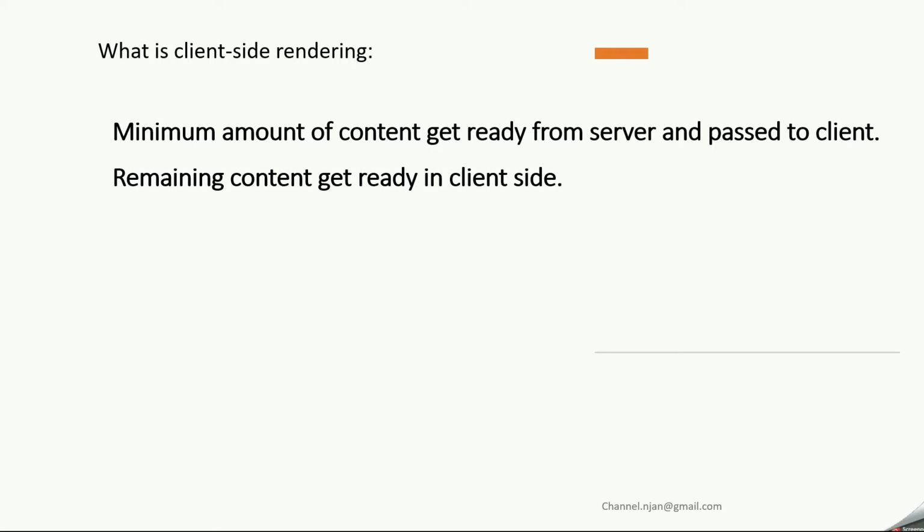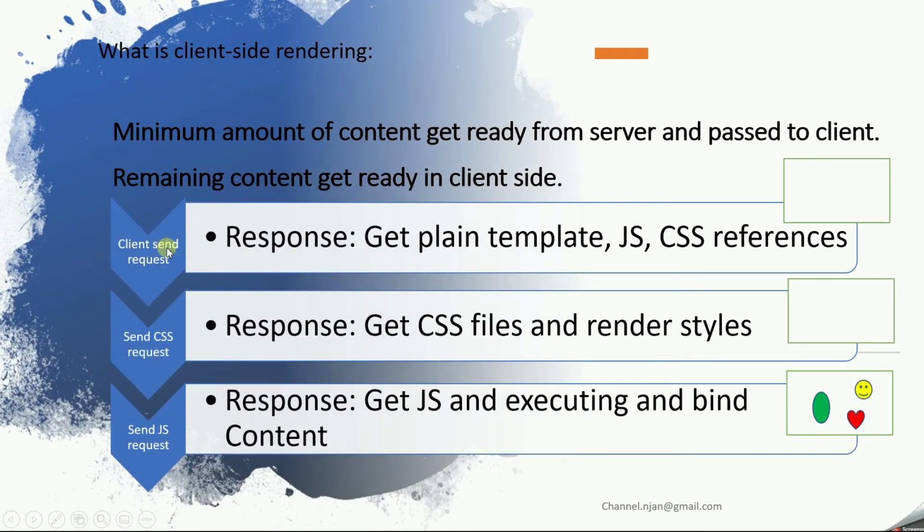Consider you are making a web request from your browser, so you are getting the website. For getting this web page, you have two types of approach, that is client-side rendering and server-side rendering. So if you are getting only a partial amount of content from the server and the remaining content gets ready from your browser, that is called client-side rendering. Let me show. Here you can see the client sends the request, and we get a response containing the client template. Plain template means placeholders alone. It will also have JS and CSS references. At this time your monitor is still empty, not showing any content.